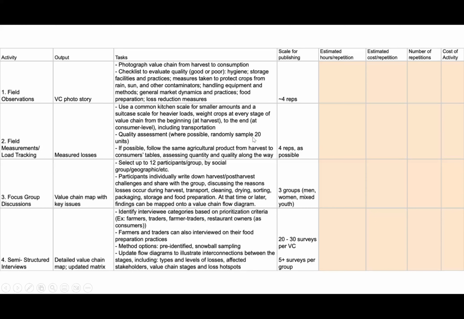We've provided guidance on how to measure loss. This is not a full food loss and waste measurement. We really just do 1 to 4 reps or samples, visit a couple different farmers or retailers, and see how the loss is happening and how much. We have a focus group discussion guide with a guided way of doing value chain mapping, and again, seeing where in the value chain map the losses are happening. And then we've offered guides for semi-structured interviews, again, of farmers and vendors.